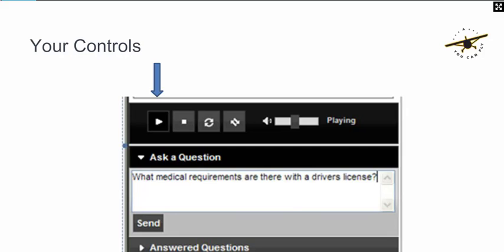If you need to stop or pause the presentation, you can hit the square button next to that triangle. If there's any disruption in your signal, try hitting the refresh button, which is next to the stop button with the two little circular arrows. Over to the right, you'll see the slider bar for controlling your volume. And down below, you'll see a box for Ask a Question.